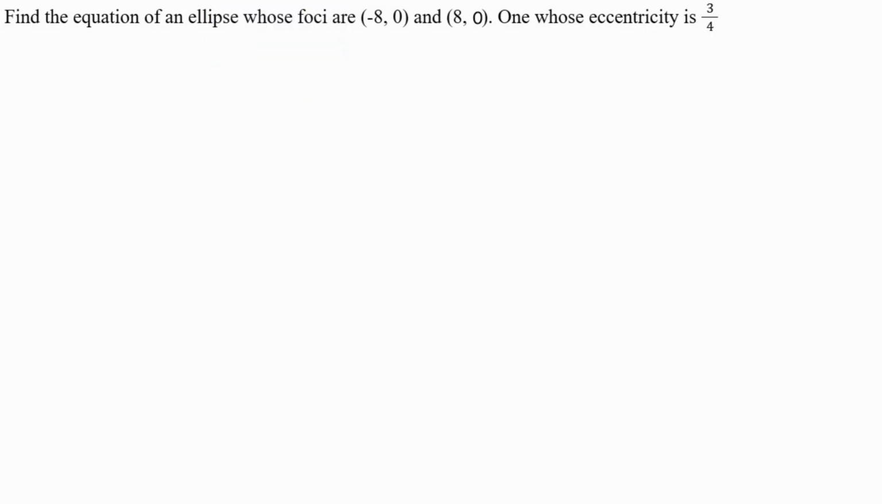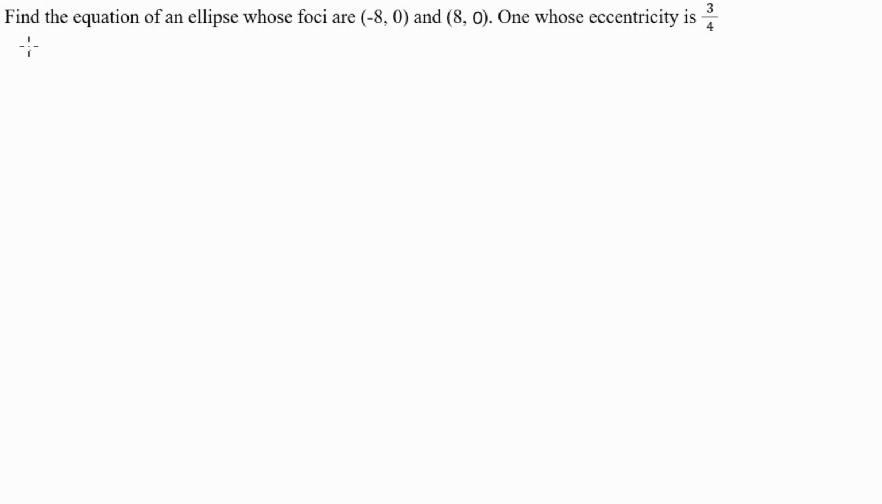Okay. Find the equation of an ellipse whose foci are (-8, 0) and (8, 0), and whose eccentricity is 3/4. Well, this one is quite different from the ones we have been dealing with, so I will actually make an attempt with this one. So we have the foci and we have the eccentricity. We need the equation of the ellipse.